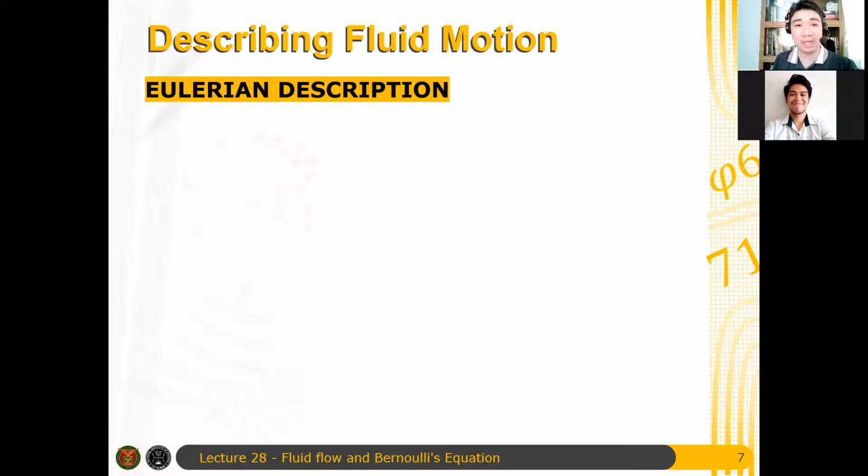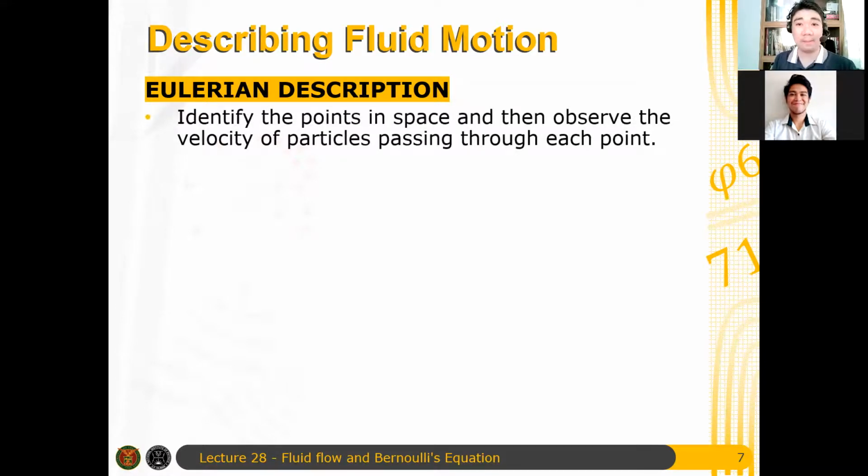So instead of looking at the fluid as an individual parcel, isipin mo na meron kang points. Tapos doon sa points na yon ka mag-measure ng velocity at saka acceleration. Kanina, susundan mo yung fluid particle. Ngayon, mag-stay ka sa isang position, and then dun ka mag-measure. Hayaan mo lang na yung fluids dumaan. Okay? Yun yung tinatawag na Eulerian description of fluid mechanics. So, identify the points in space and then observe the velocity of particles passing through each point.